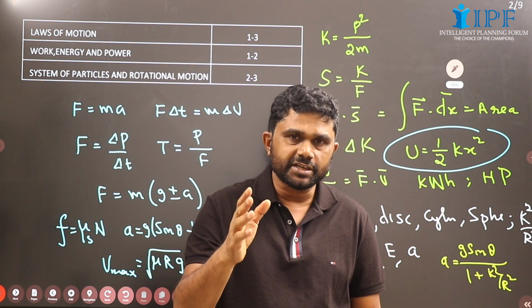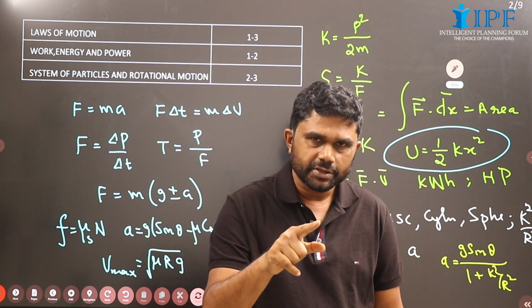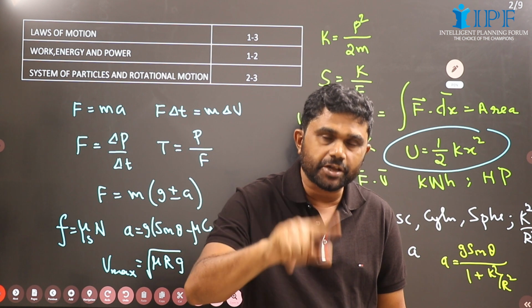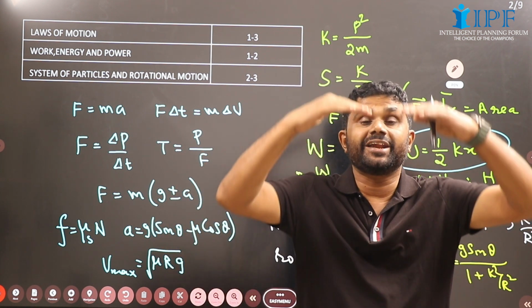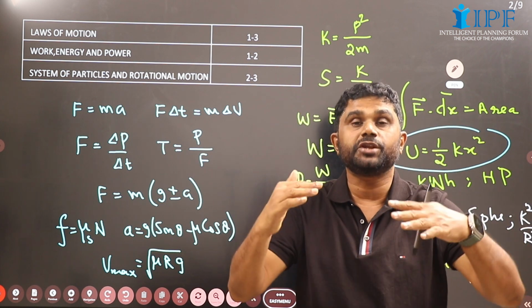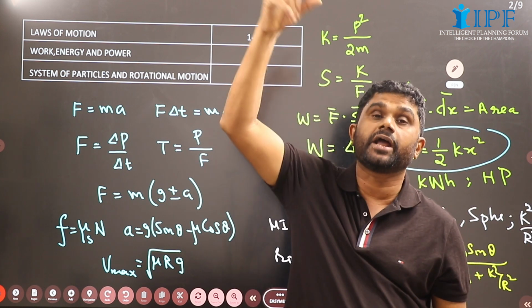Then the force exerted by the man on the rope will be the same as the force exerted by the rope on the man. That will be m into (g minus a) when he slips down, and m into (g plus a) when he climbs up along the rope.